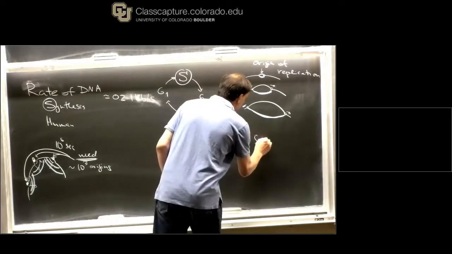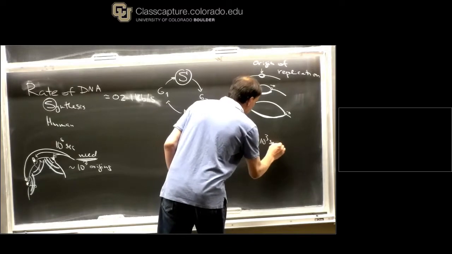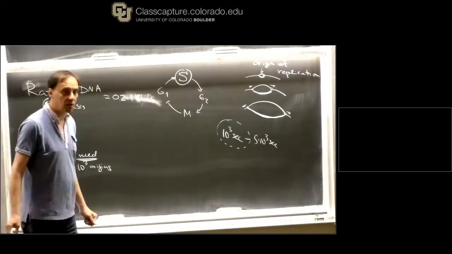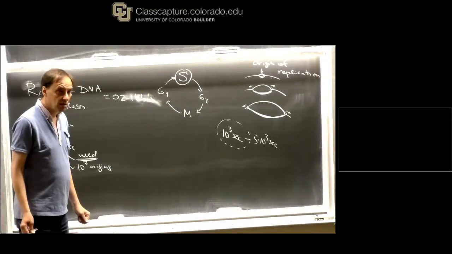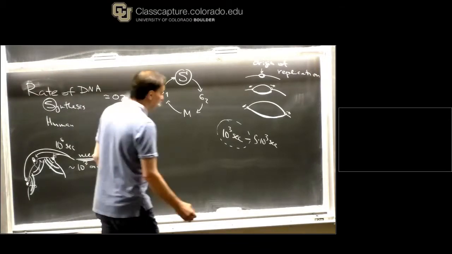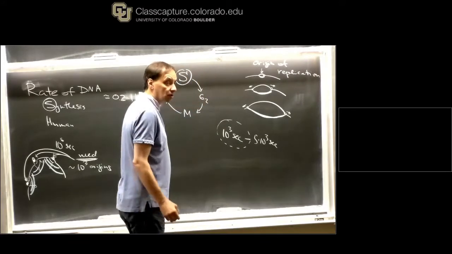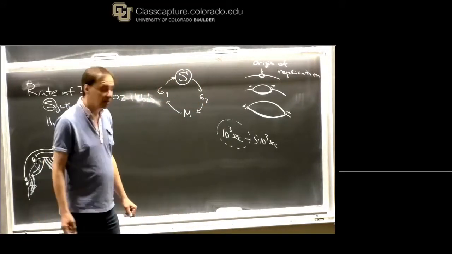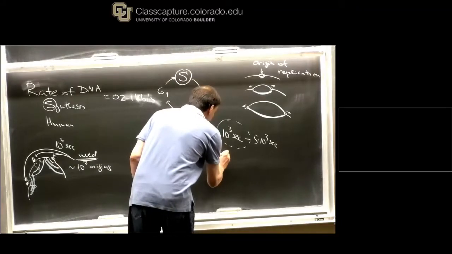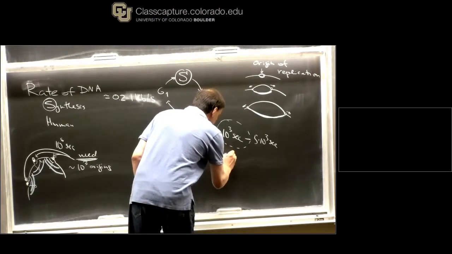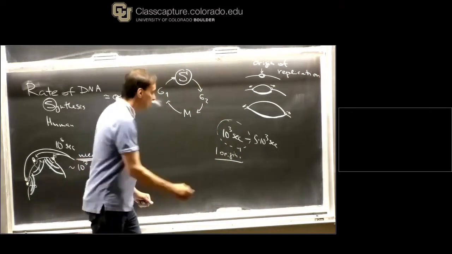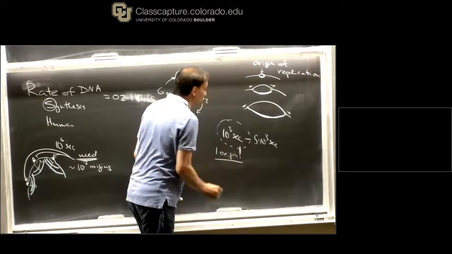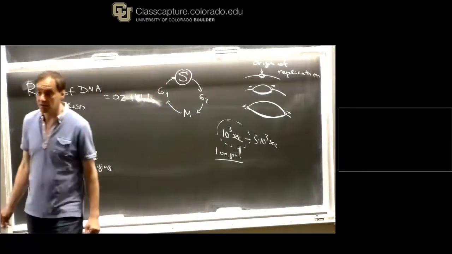The longer part would be 5 times 10 to the 3 seconds. And that's way too long, and you need to be done in less than 20 minutes. And you say, okay, maybe multiple origins. The answer is no. There is one origin, only one origin of replication in bacteria.